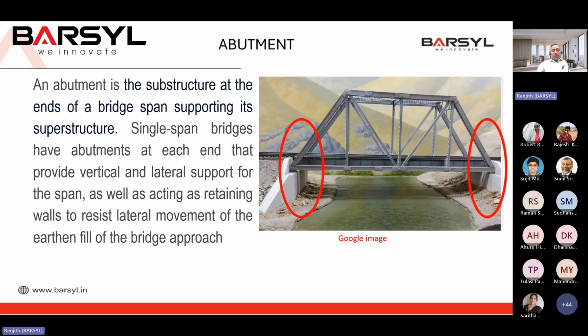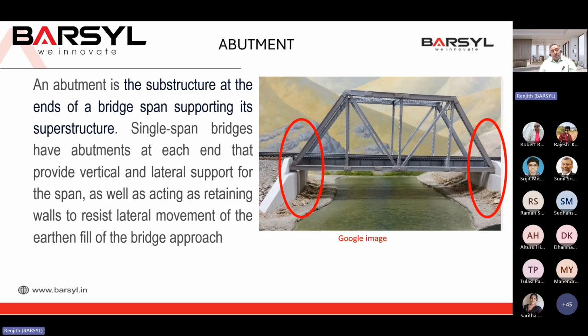So this is our topic, abutments. These two circles which are highlighted are the two structures, in a single span bridge. In a single span bridge, there are only abutments. If there are multiple spans, then there will be abutments and piers. These two end supports are called abutments. So abutment is the structure at the end of the bridge span supporting the superstructure. Single span bridges have abutments at each end that provide vertical and lateral support for the span, as well as acting as a retaining wall to resist the lateral movement of the earthfill of the bridge approach.